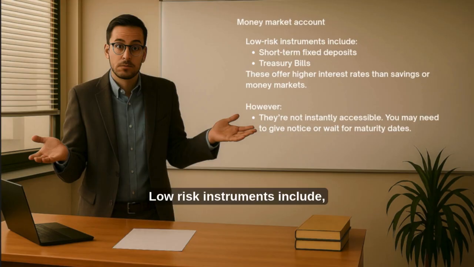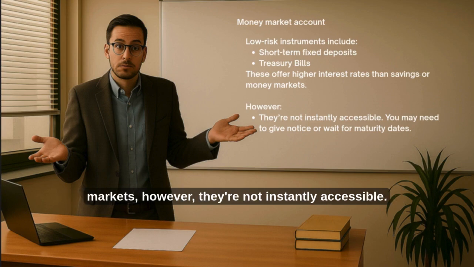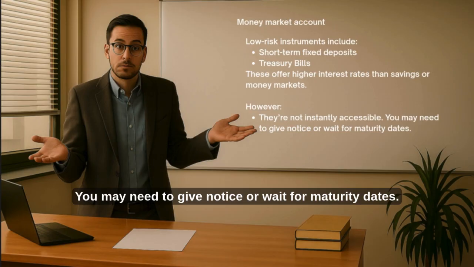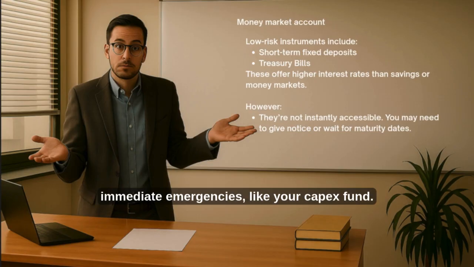Low-risk instruments include short-term fixed deposits and treasury bills. These offer higher interest rates than savings or money markets, however, they're not instantly accessible. You may need to give notice or wait for maturity dates. They're best used for parts of your reserve that aren't intended for immediate emergencies, like your CAPEX fund.